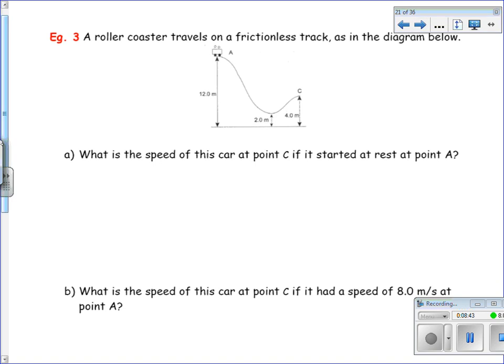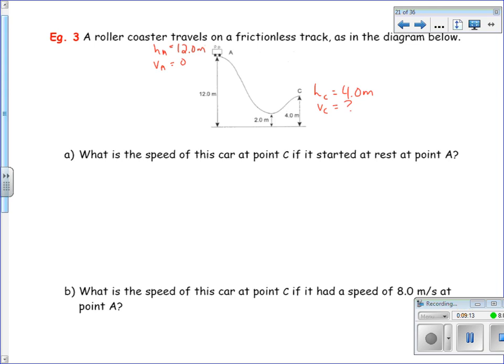The first one is we're looking for the speed at point C if it starts from rest at point A. So if we go up here, for this one, we have the height at A is 12 meters, and the velocity at A is 0. At point C, the height is 4 meters, and the velocity at C is what we're looking for.